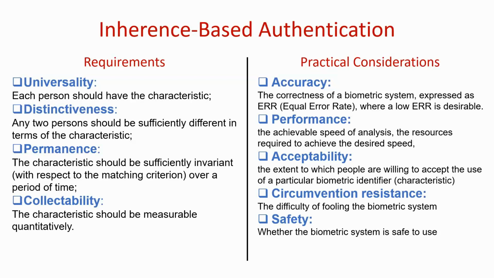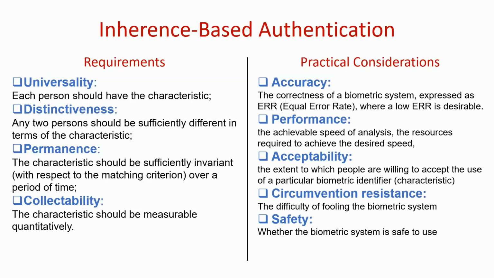This is the requirement known as permanence. If you have a feature that changes with time, then even the legitimate system will not, the system will not recognize a legitimate user. And finally, it should be collectible, meaning that it shouldn't be something that the user is not comfortable allowing a system to actually measure. Okay. Then there are some practical considerations.